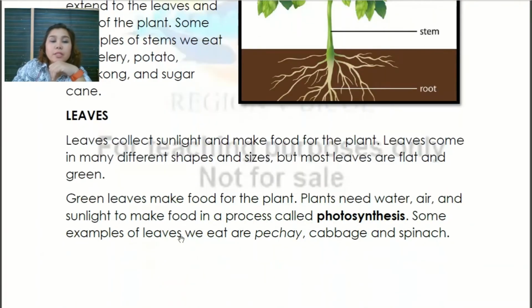Okay, the leaves. Leaves collect sunlight and make food for the plant. Leaves come in many different shapes and sizes, but most leaves are flat and green. Green leaves make food for the plant. Plants need water, air, and sunlight to make food in a process called photosynthesis. Some examples of leaves we eat are petchay, cabbage, and spinach.